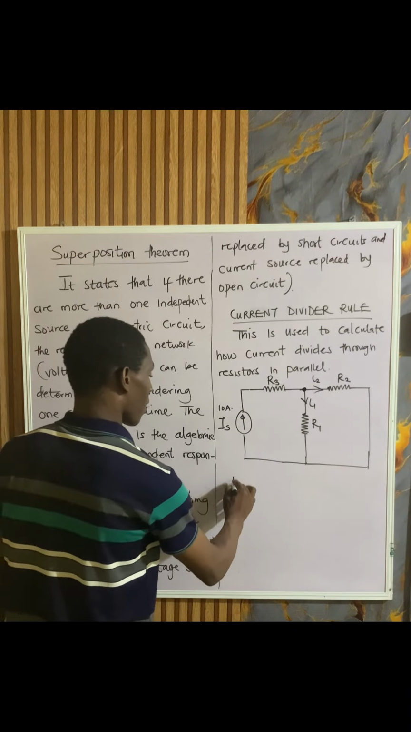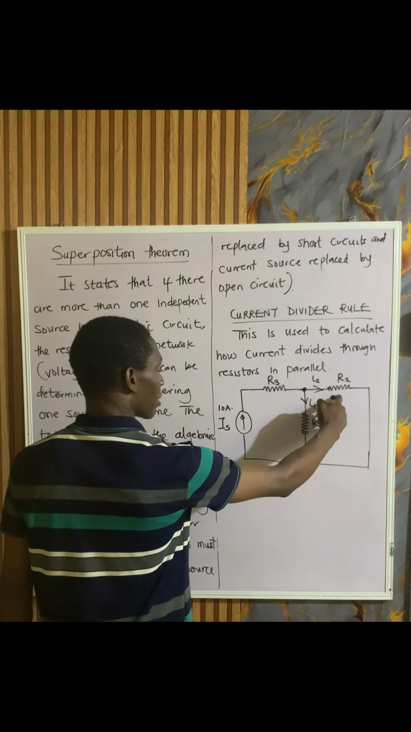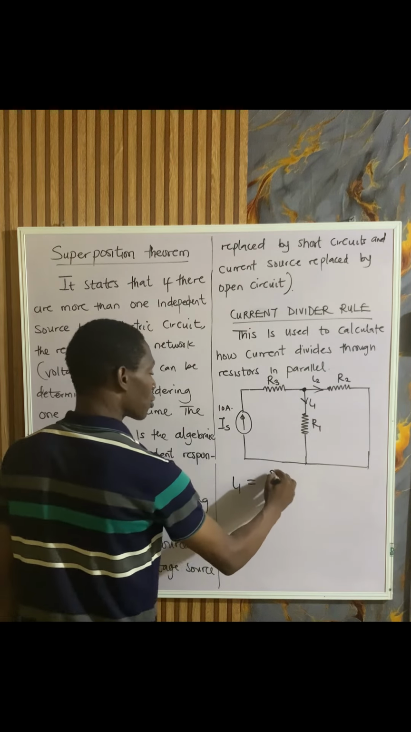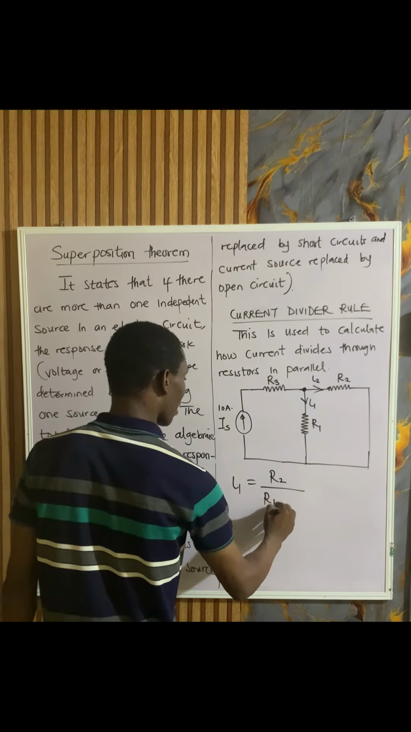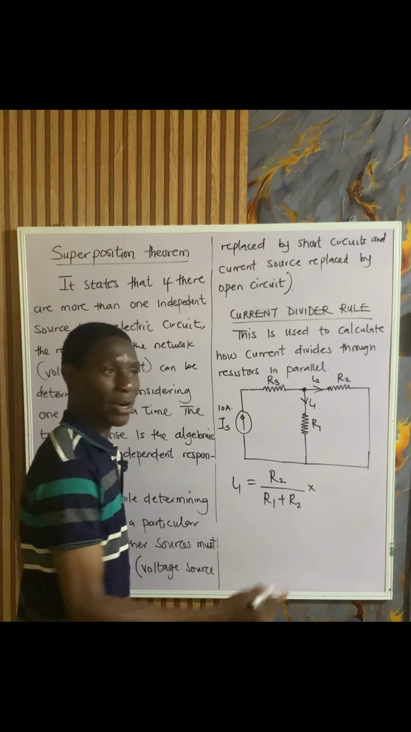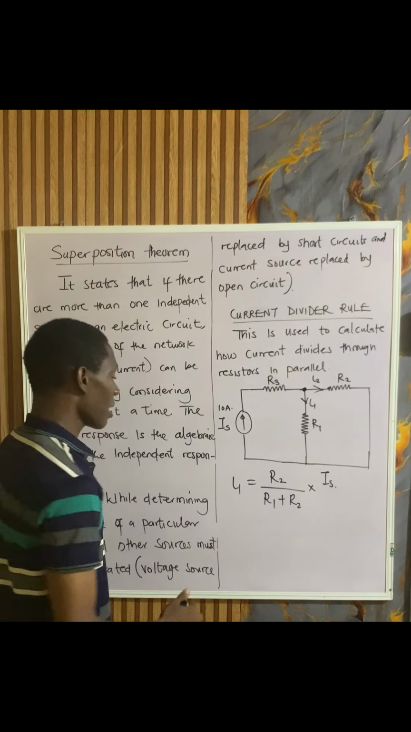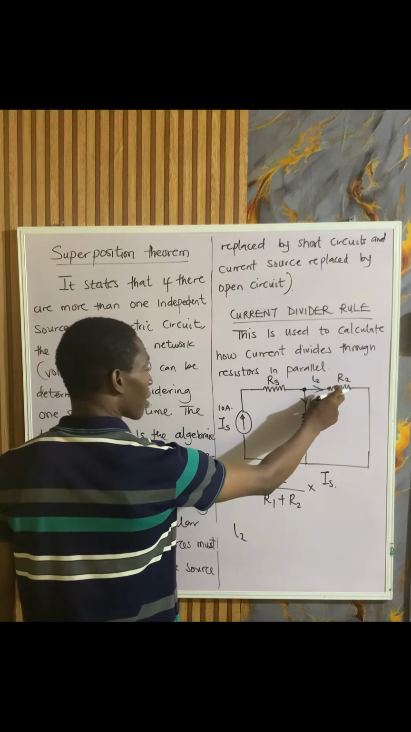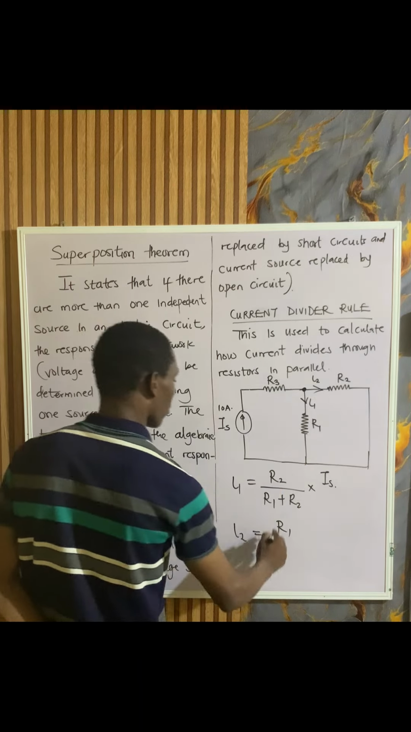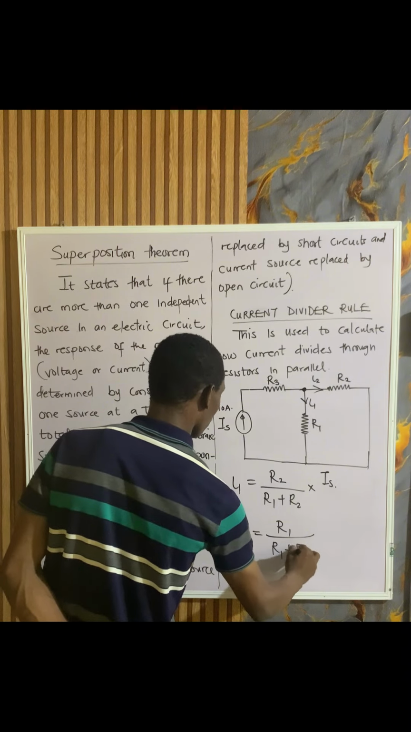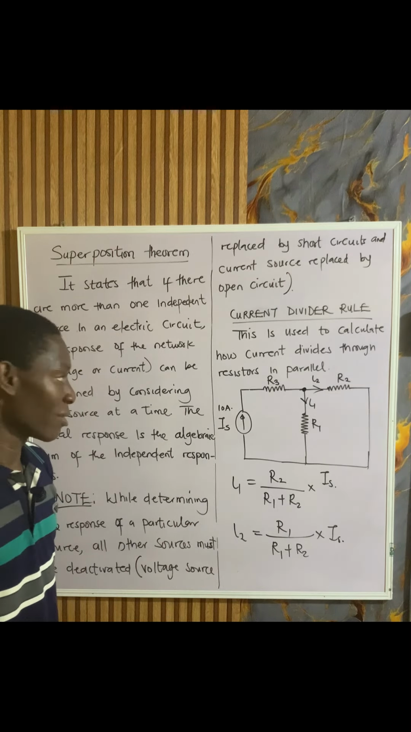Now what's I1? To get it, these two resistors are what is sharing the current. So this is the formula: if you're looking for the current flowing through R1, you say R2 over R1 plus R2 times the current they want to share, which is the current coming from the source, I source. If I'm looking for I2, the current flowing through the second resistor, it will be R1 over R1 plus R2 times the current they want to share, which is the current source. So this is the current divider rule.